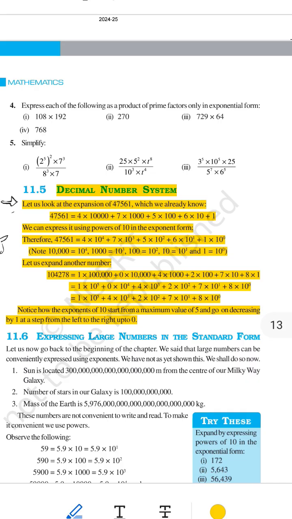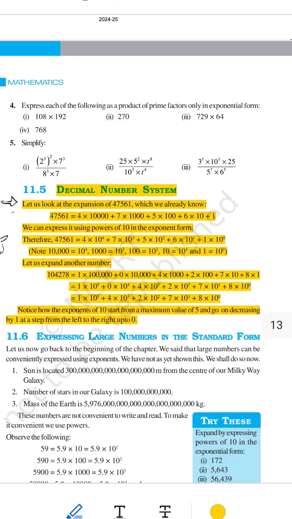Absolutely. Let's go line by line, word by word, and I'll explain everything in the most simple, easy, and clear way, like you are learning this for the very first time. We are learning about the decimal number system and how to write numbers using exponents, powers of 10.